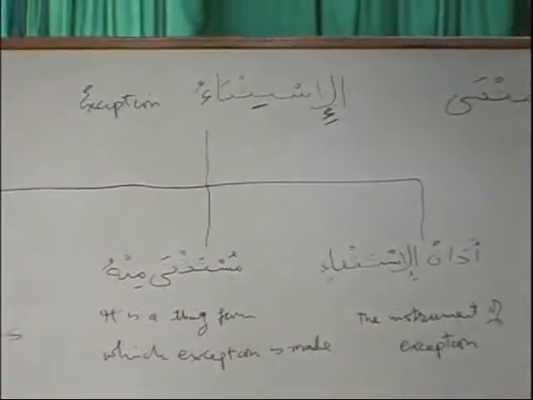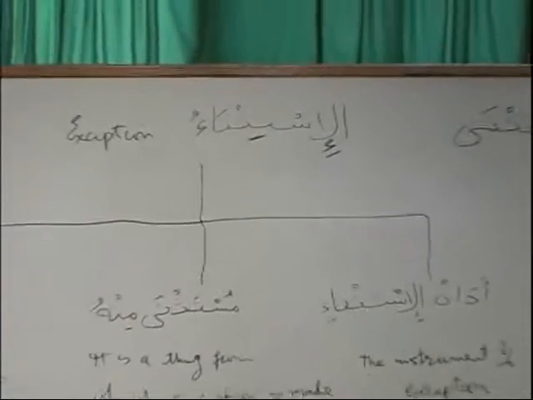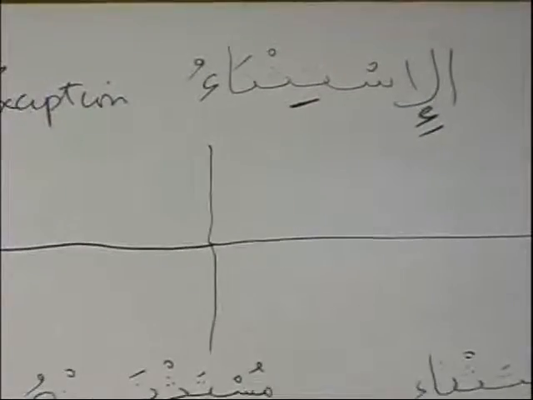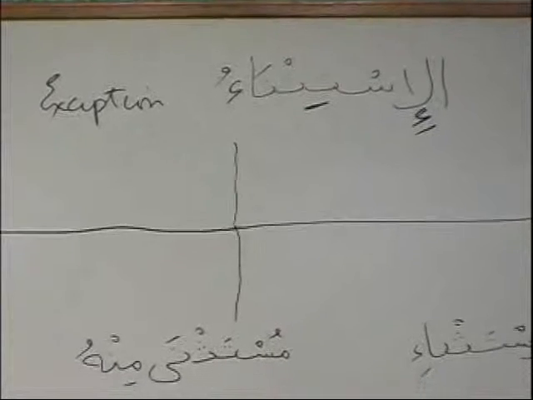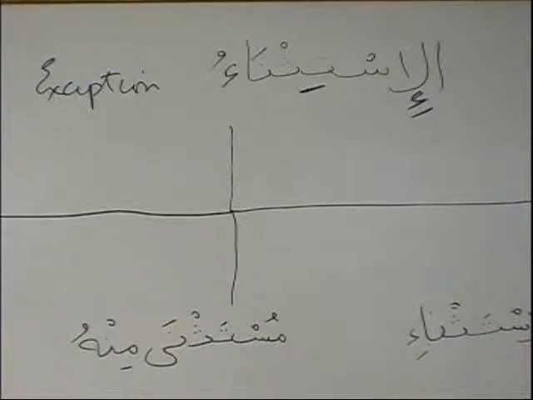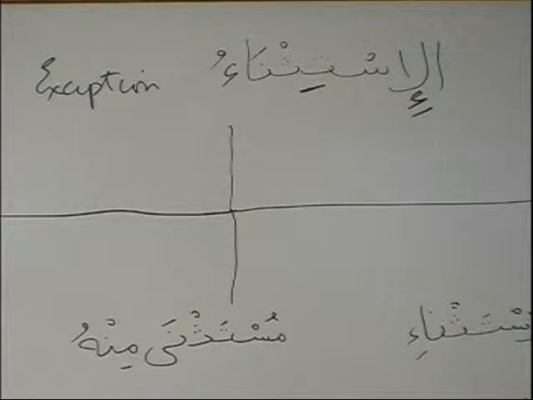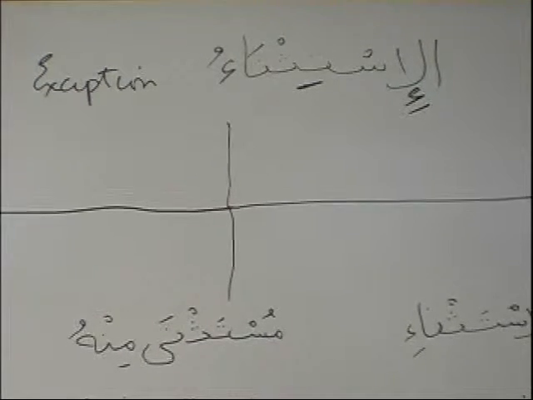Al-mustathna, it is the thing that is excepted. And in the above example, it is Khalid. Are you with me? If you look at the example, Khalid is mustathna. Al-mustathna minhu, it is the thing from which exception is made. Brother, you got to really use your mind and ponder over the sentences. And in this above example, it is tullab.